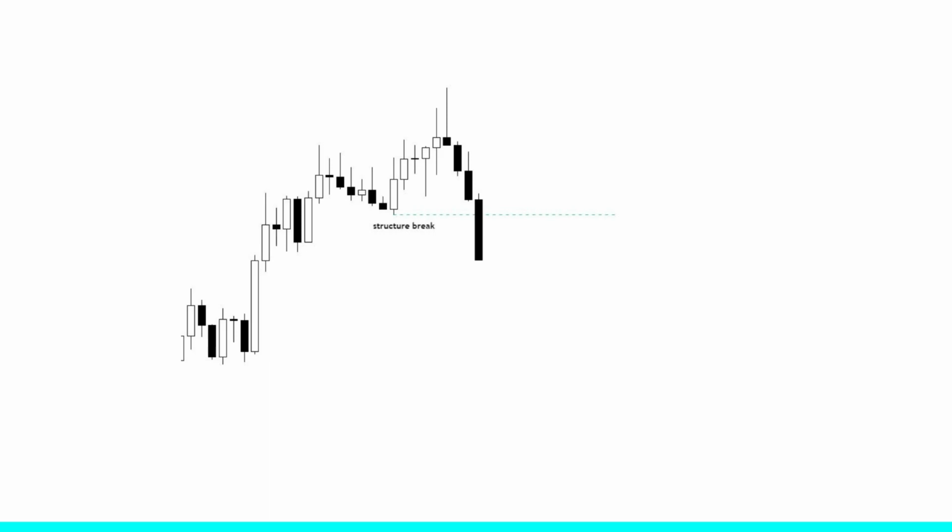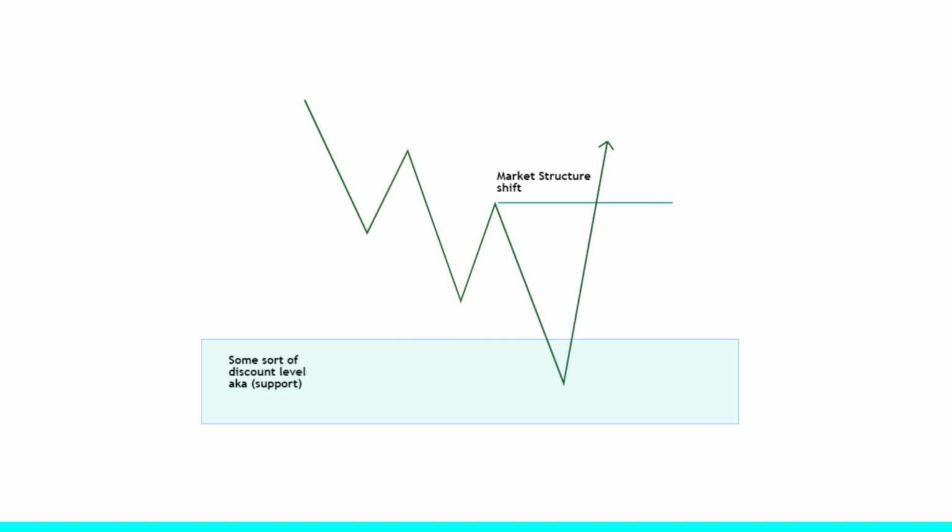You guys probably already see in the curriculum when we're going to talk about the confirmation entries and all of that good stuff. So inversely, it's going to be the same kind of thing with a bullish market structure shift. When the market is bearish in here, we see a clear bearish structural point. Now let's say the market has hit some sort of discount level, aka support. Now we can look for the market. If we break the last prior lower high, we can look for the market to potentially reverse.